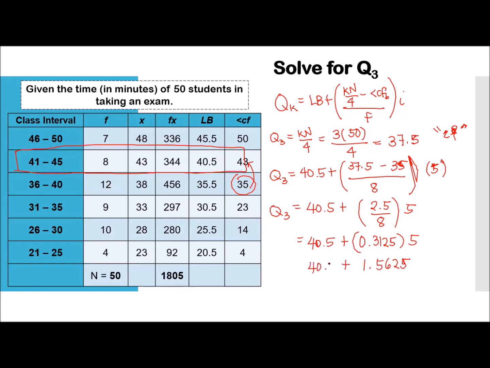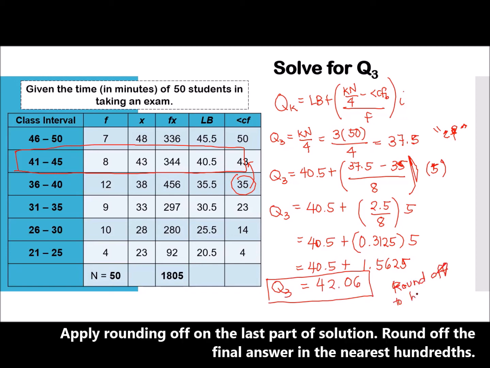Plus 40.5. So, the answer here is 42.06 na lang. Kasi kailangan lang natin ng 2 decimal numbers. So, rounded off to hundreds place. May sabihin 2 decimals. Okay? So, I hope that's clear.